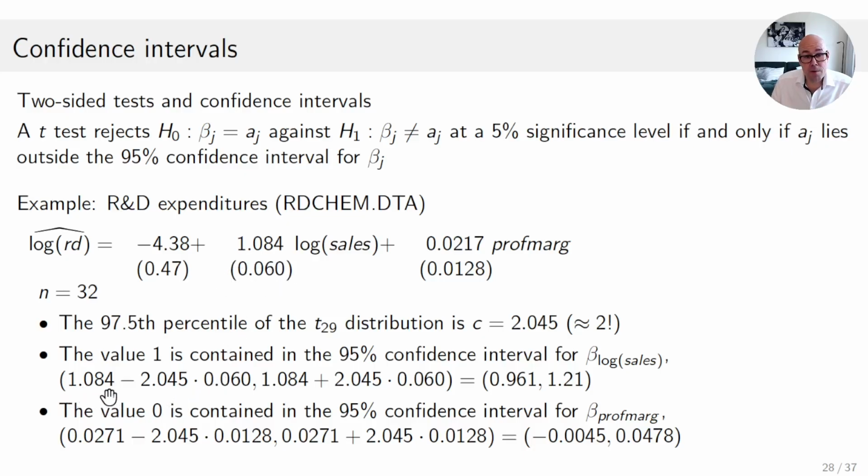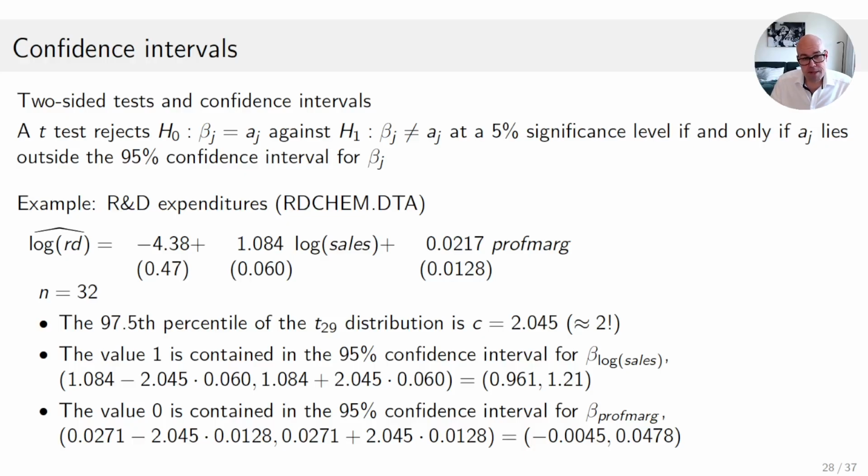So 1.084 minus 2.045 times 0.06, and 1.084 plus 2.045 times 0.06. So when I calculate this, then I get this interval here, and what you see is that 1 is contained in the 95% confidence interval.